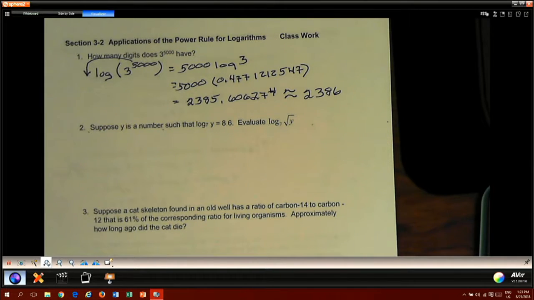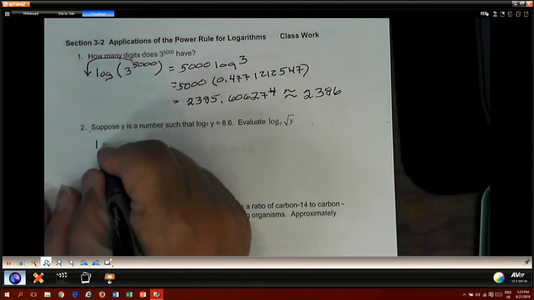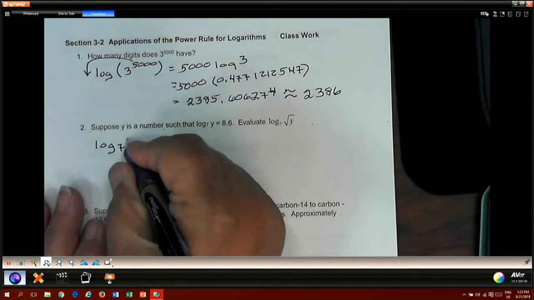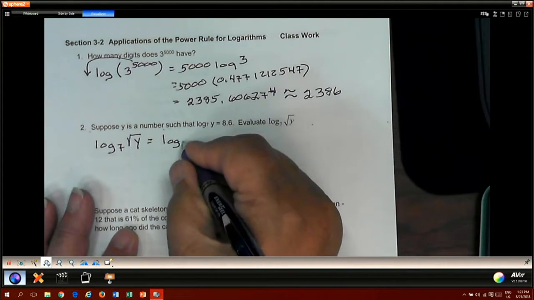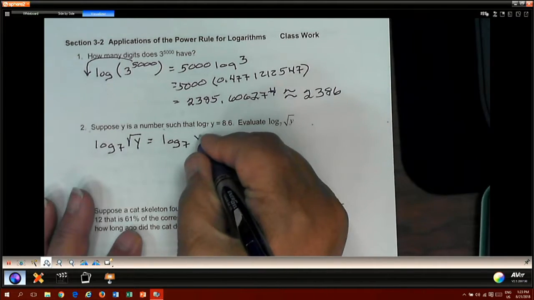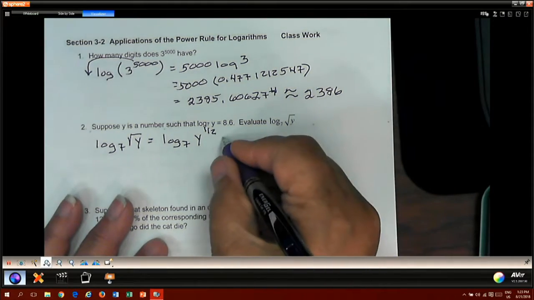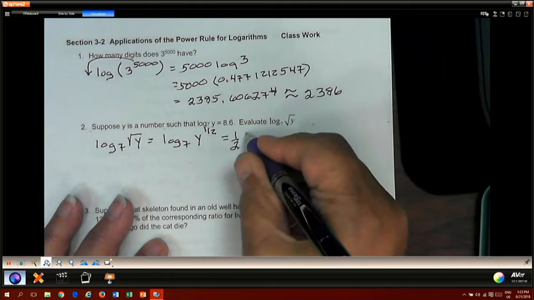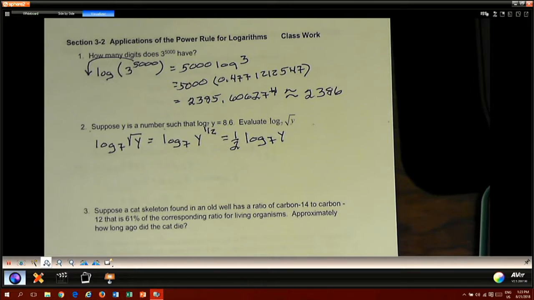Now, suppose y is a number such that log base 7 of y equals 8.6. Evaluate log base 7 of square root of y. So this is log base 7 of square root of y. Well, remember, we can write the square root as a fractional exponent of 1/2. Then the power rule allows us to bring the 1/2 in front. So we have 1/2 log base 7 of y.